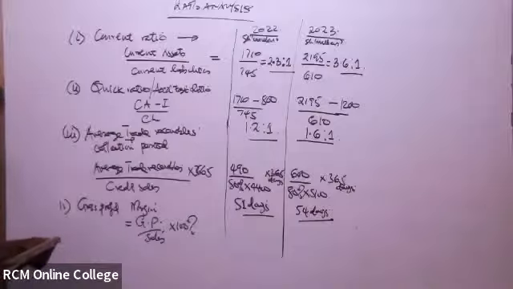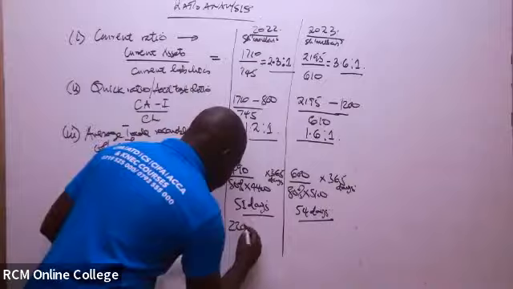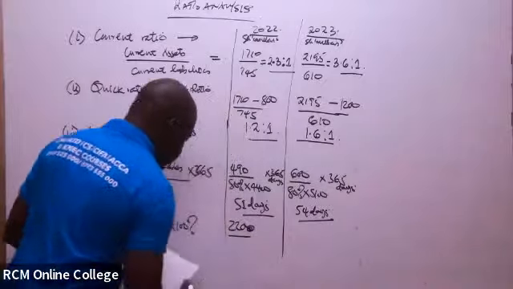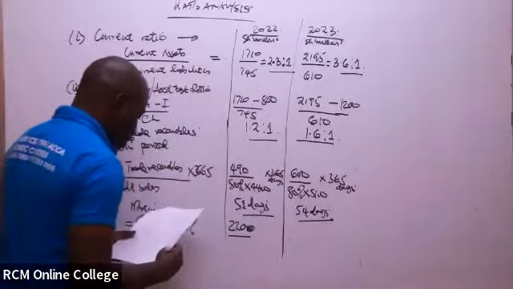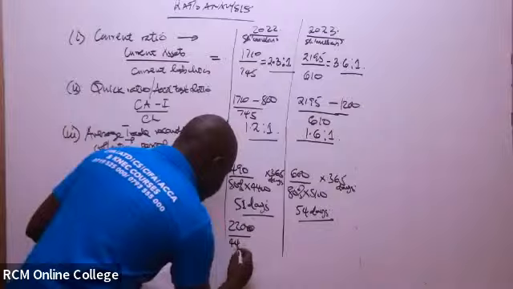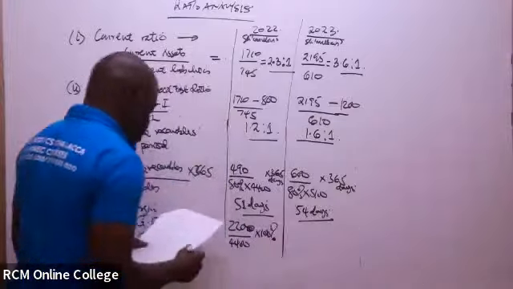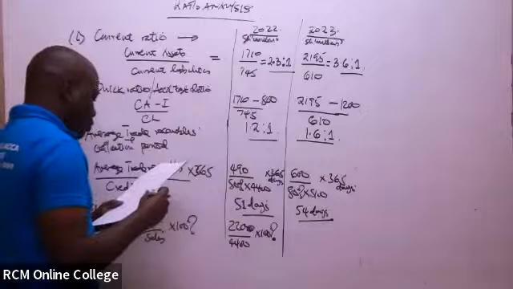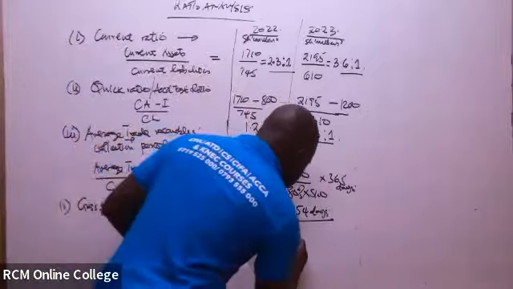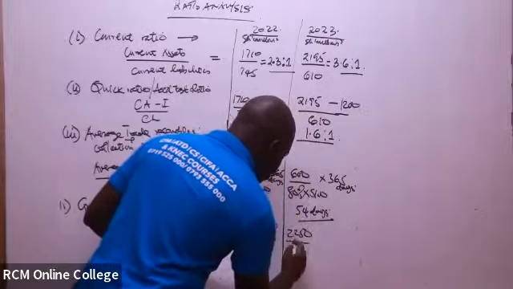So if you look at 2022, the gross profit is 2,200 over the sales, which is 4,400, and you multiply by 100%. Then for this other one, the gross profit is 2,250 over the sales, which is 5,100.